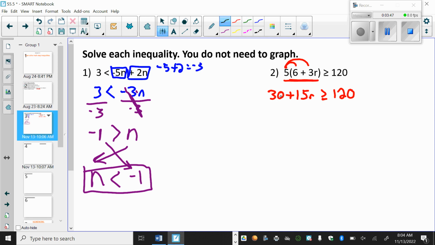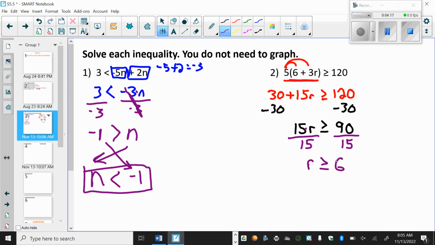Step 4 is black. I'm going to undo the addition and subtraction. Subtract 30 from both sides. That's going to leave me 15r is greater than or equal to 90. All right, my last step in purple, I want to break apart 15 times r by dividing by 15. It is a positive number, so I do not have to flip my sign, leaving me r is greater than or equal to 6.